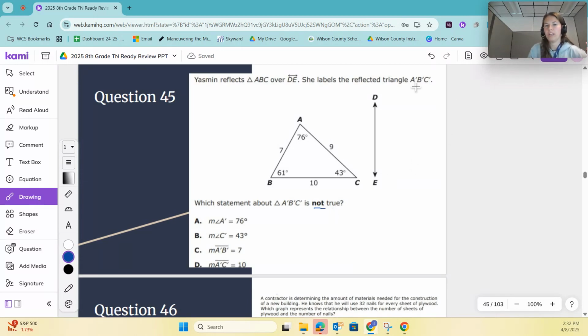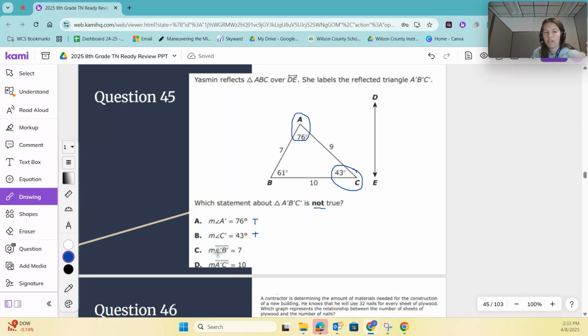Okay, well, we know when we reflect triangles, the angles stay the same and the side lengths stay the same. Everything about it stays exactly congruent. It just flips orientation. Okay, it's facing a different way. Okay, so as we look at this, A says the measure of angle A prime is 76. Well, measure of angle A is 76, so it would be true that this would stay 76. Measure of angle C is 43. So C prime would stay 43. That would be true.